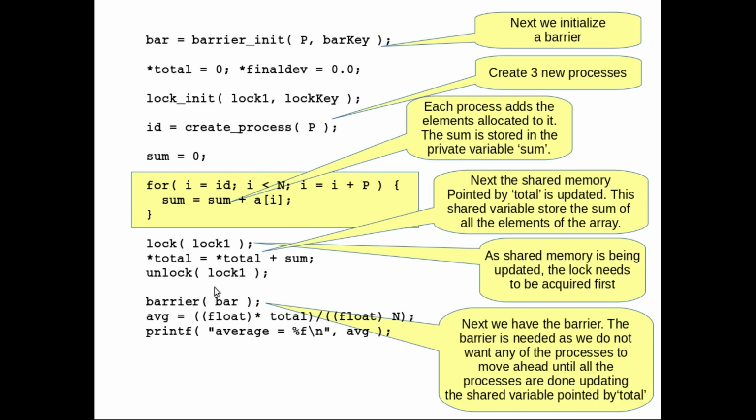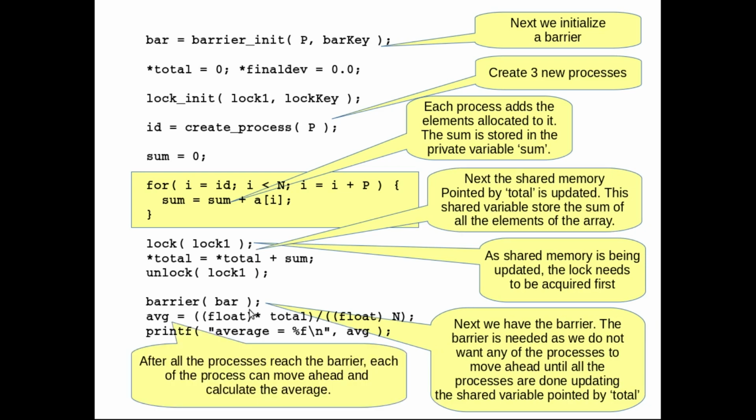And once all the 4 processes arrive at the barrier, it means the shared variable has been updated by all the 4 processes. So we now have the total sum in the shared variable. So now we can allow the processes to go ahead and calculate the average. And once all the 4 processes arrive at the barrier, only after that they will move ahead. So that's the purpose of the barrier. So after all the processes reach the barrier, each of the process can move ahead and calculate the average.